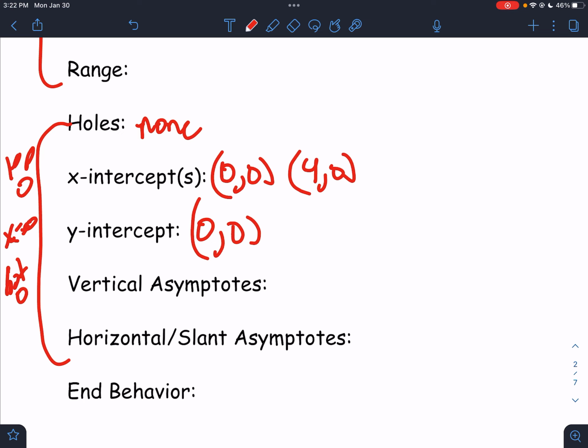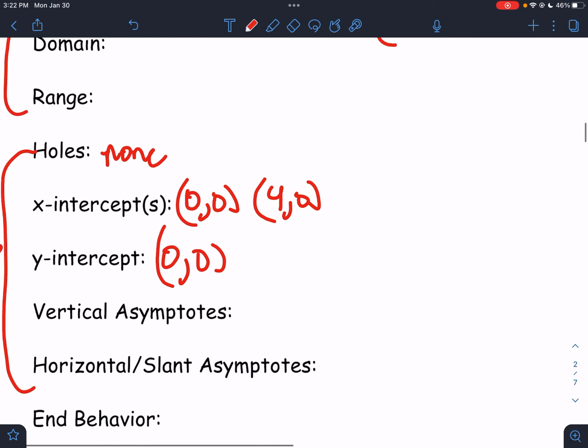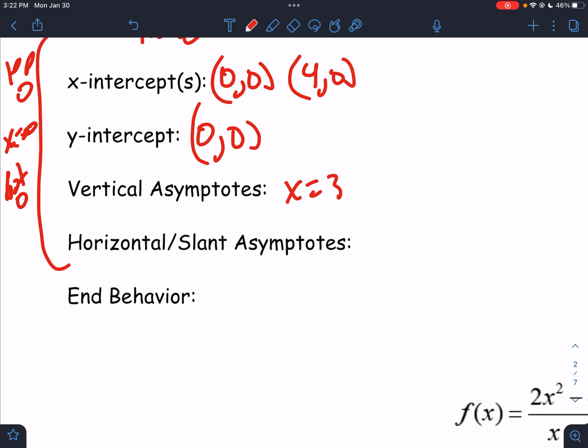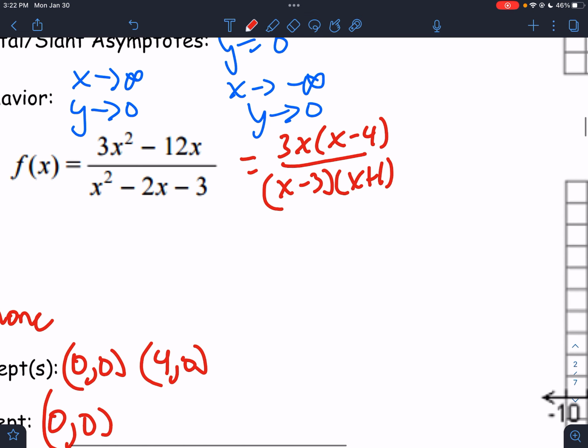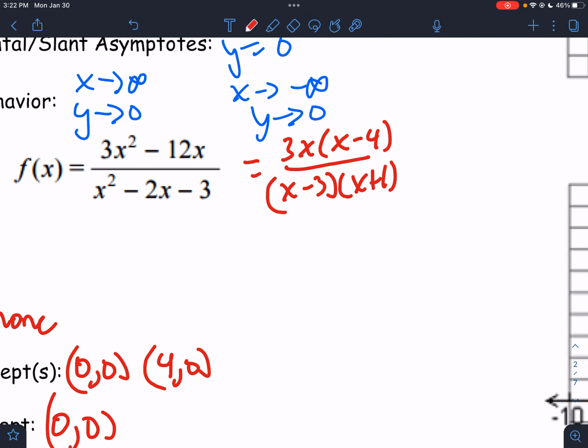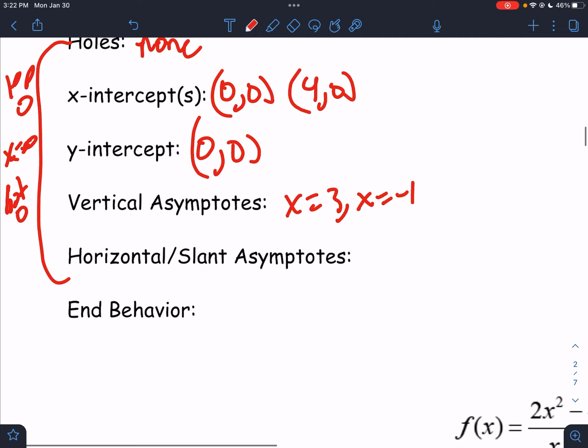So that we need to make the bottom 0. That would be at 3 and at negative 1. At x equals 3 and x equals negative 1, we have vertical asymptotes. And then this one is for the other asymptotes.